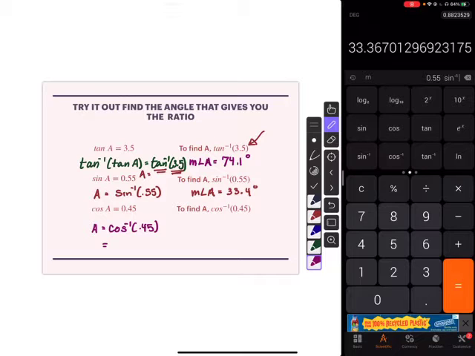And we grab our calculator. 0.45 inverse cosine. And I'm getting 63.3 degrees. And that's it, applying the inverse to a ratio to find the angle.